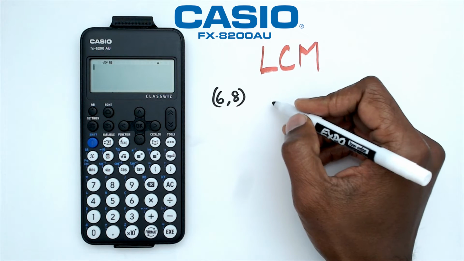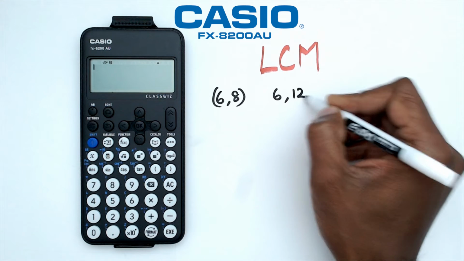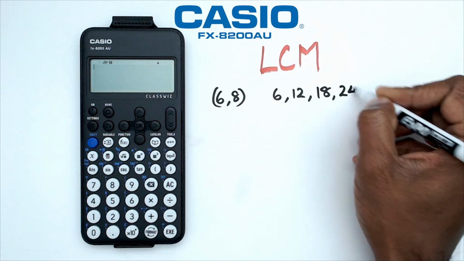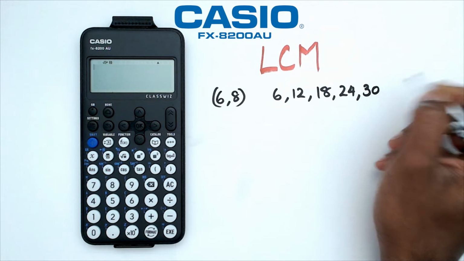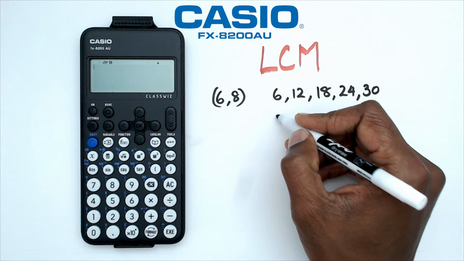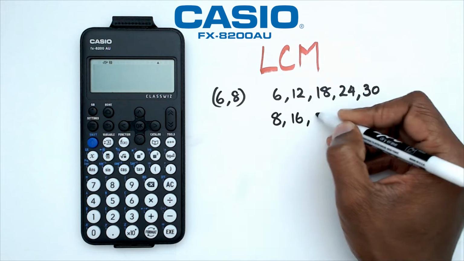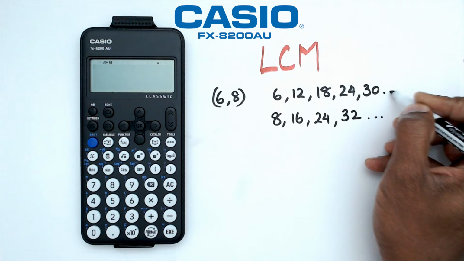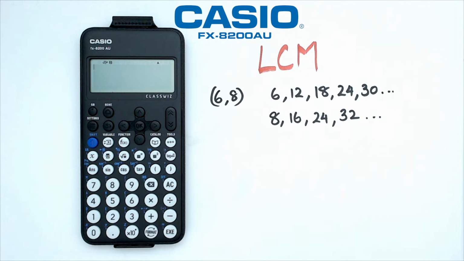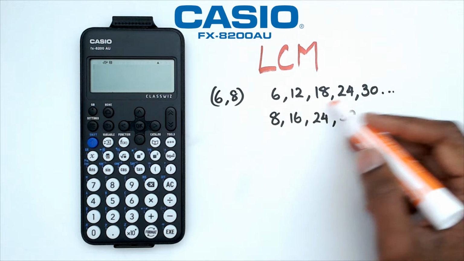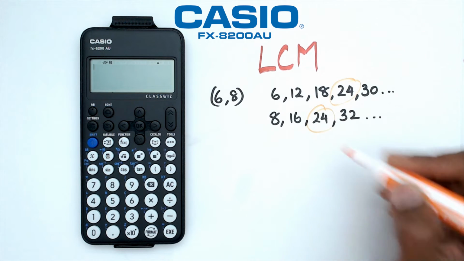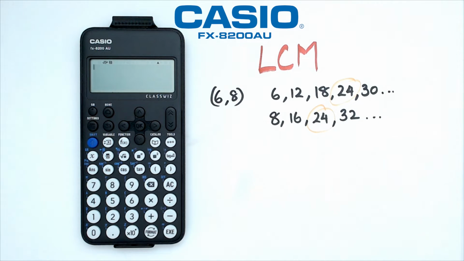Now the old-fashioned way of doing this would be to write down all the multiples of 6. So you'd go 6, 12, 18, 24, 30, and so on. And you'd repeat that for 8 as well. So you'd go 8, 16, 24, 32, and so on. Once you write your multiples, you have a look at what the lowest common multiple is. In this case, it's 24.